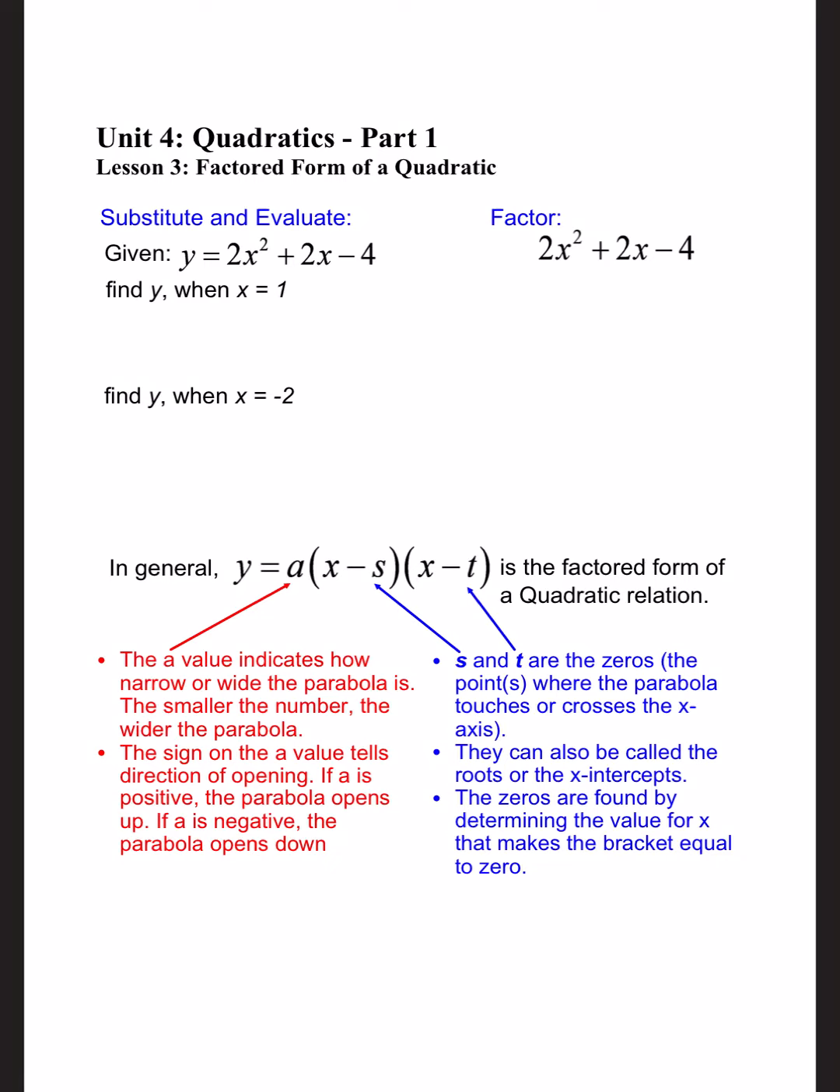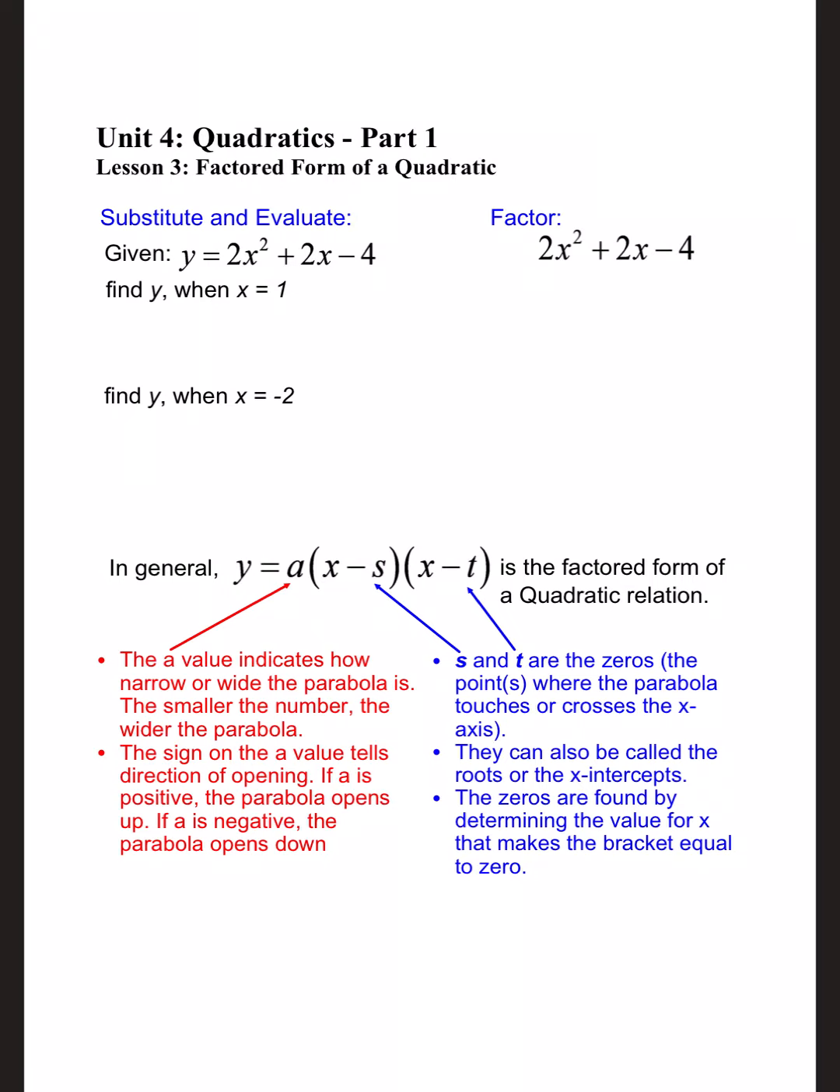Hi everyone, today we're looking at Unit 4, Lesson 3, the factored form of a quadratic. So we're going to start piecing together what we've learned about factoring our trinomials and what we've learned about quadratic relations, and how those two pieces of information go together. So let's start by evaluating a given equation when we're given some x values.